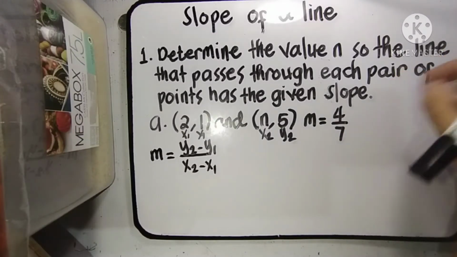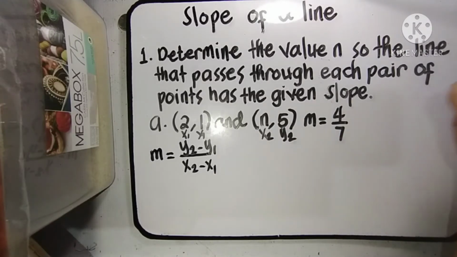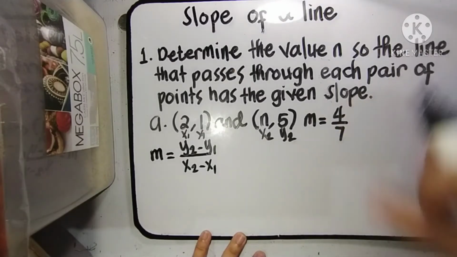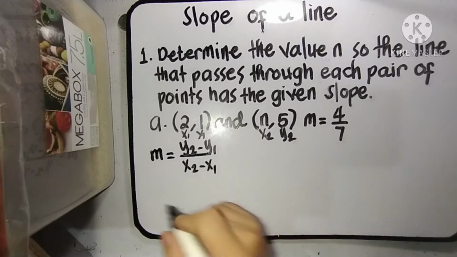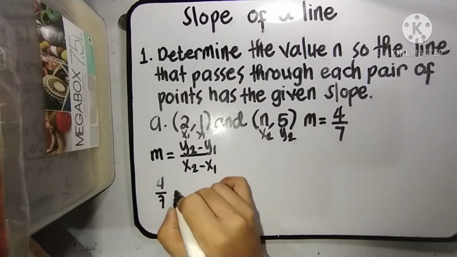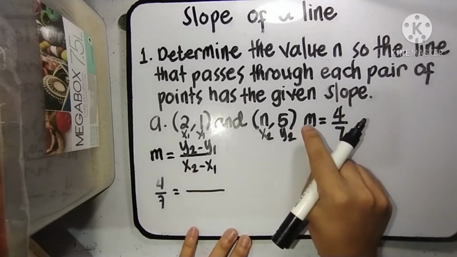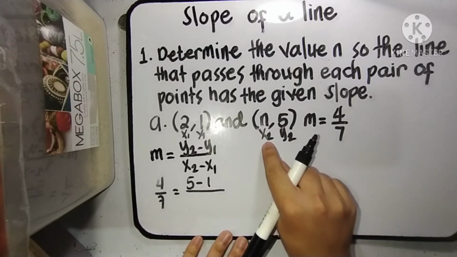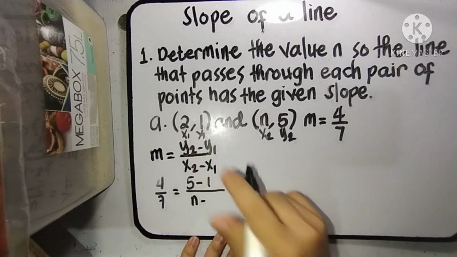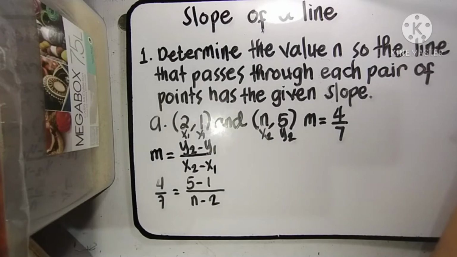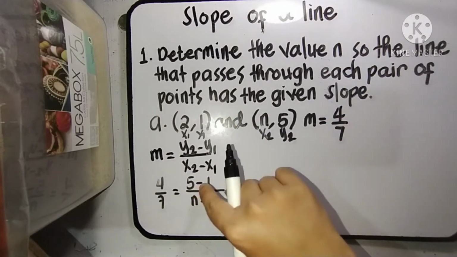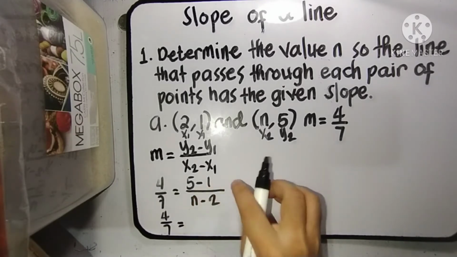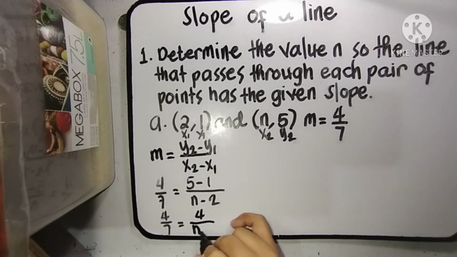Okay, so what we are going to do next is apply substitution, or just replace the given variables by their values. So let us start. m is 4 over 7, which is equal to y sub 2, which is 5, minus y sub 1, which is 1, over x sub 2, which is equal to n, minus x sub 1, which is equal to 2. Then operate. What we operate this time is the numerator, and the denominator will remain. So we have 4 over 7 equal to 5 minus 1, which is 4, over n minus 2.